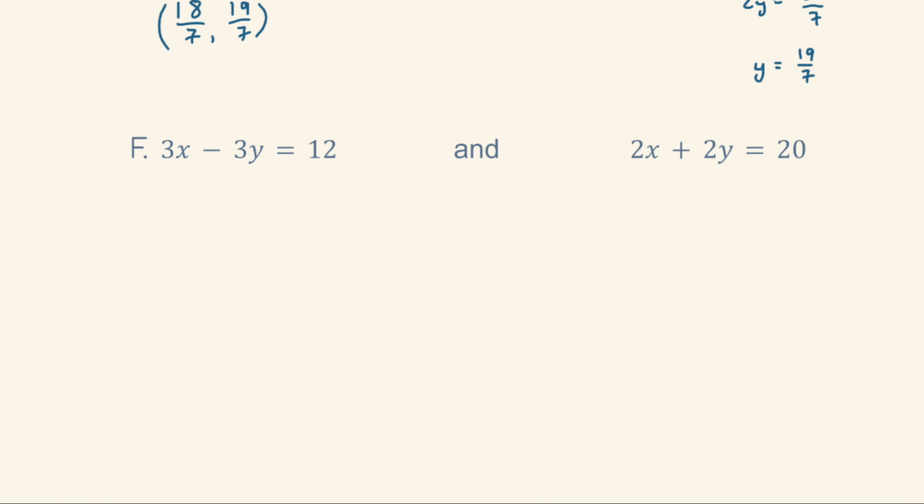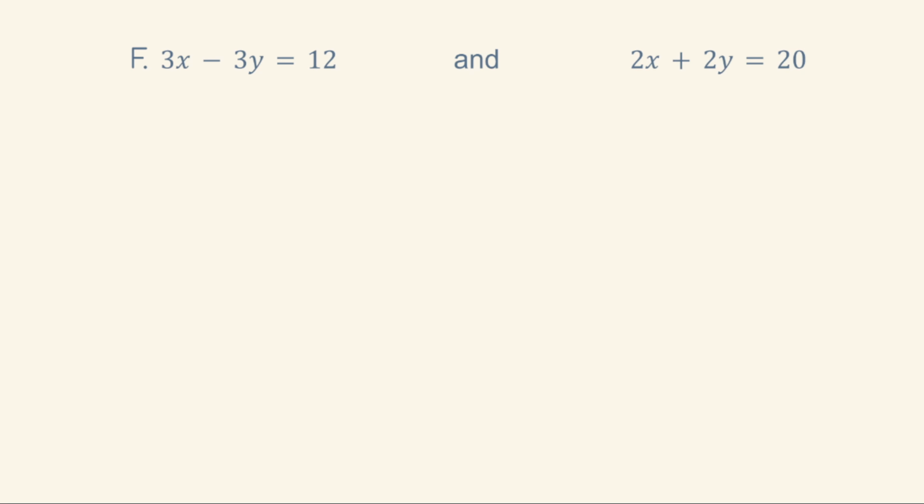So next question here, F. Now once again, we don't have any isolated variables, so we're going to use elimination method. So let's write this out real quick. 3x minus 3y is equal to 12. And we've got 2x plus 2y is equal to 20. Now to make the coefficients for x match over here, I'm going to multiply the top equation by 2 and the bottom equation by 3.